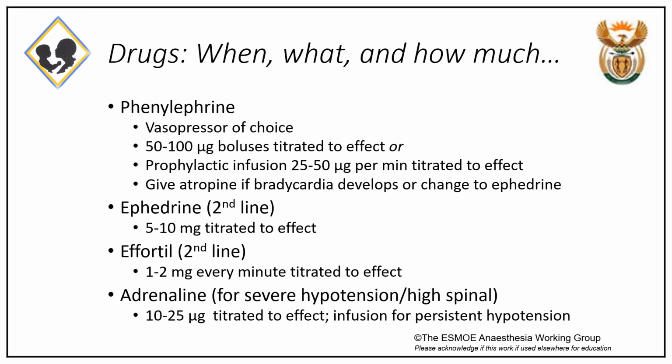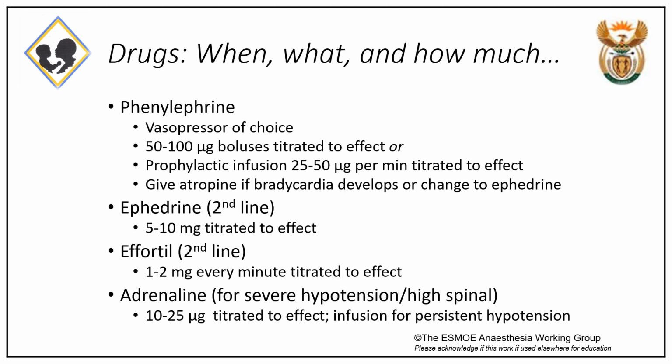Ephedrine is a second-line agent that is given in doses of 5 to 10 milligram. It causes the release of the body's own catecholamines. It causes tachyphylaxis, which means that you have to keep giving bigger doses to reach the same effect. You will also reach a stage where the drug no longer works because the body's own catecholamine stores are depleted.